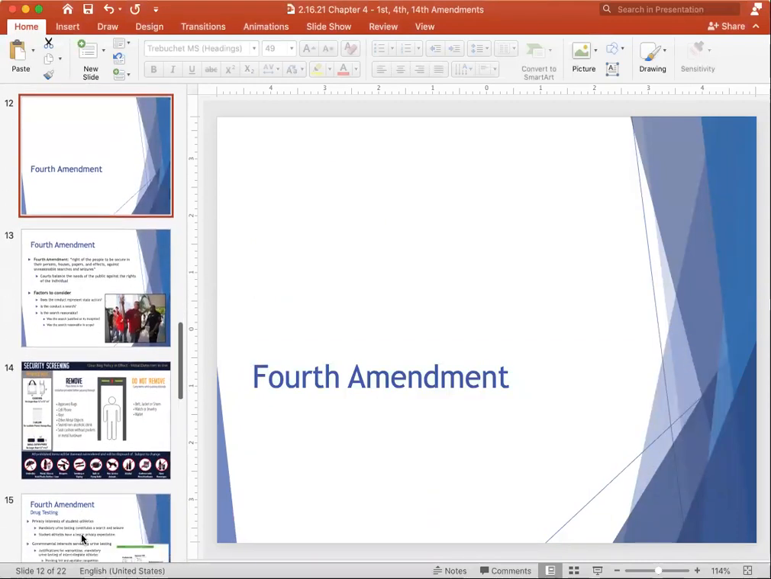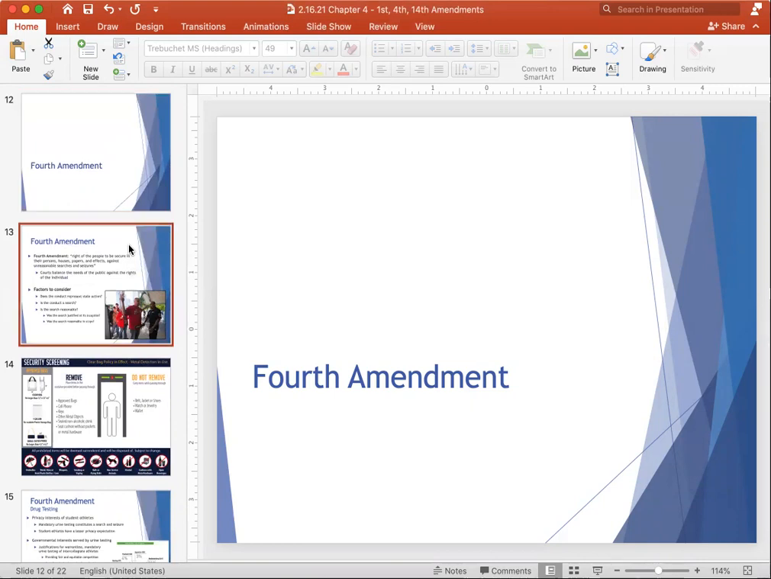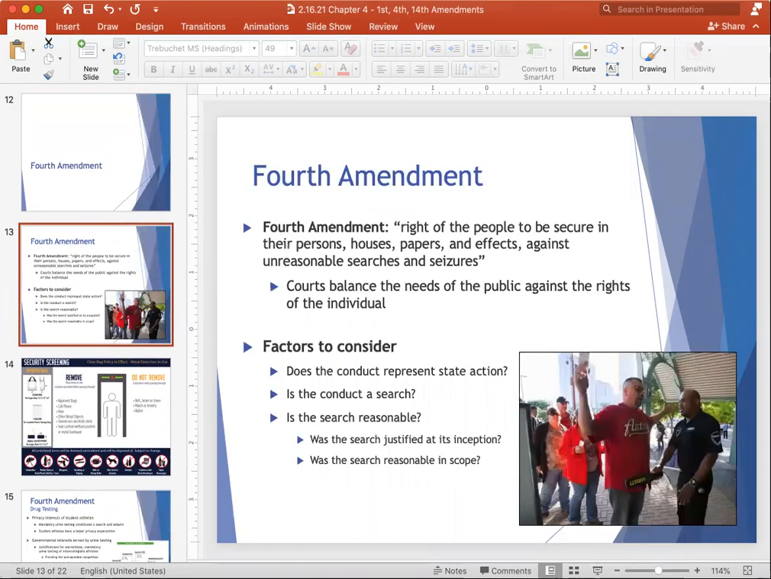So let's move on to the Fourth Amendment, our next amendment. As you will see here, the Fourth Amendment is the right of people to be secure in their persons, houses, papers, and effects against unreasonable searches and seizures. So that cannot be violated. When there is a lawsuit claiming a Fourth Amendment violation, typically the courts are going to try and balance the individual citizen's interest in privacy against the state actor's right to maintain order in an environment in which others can be safe.